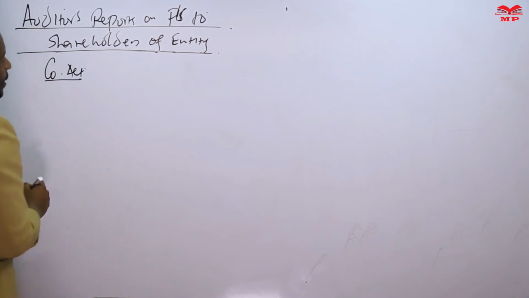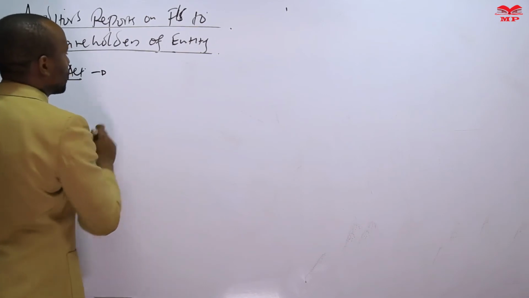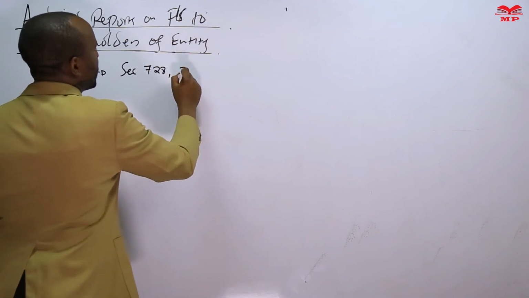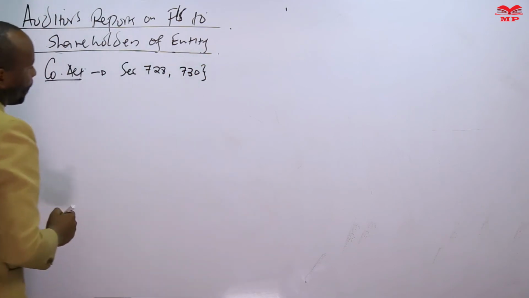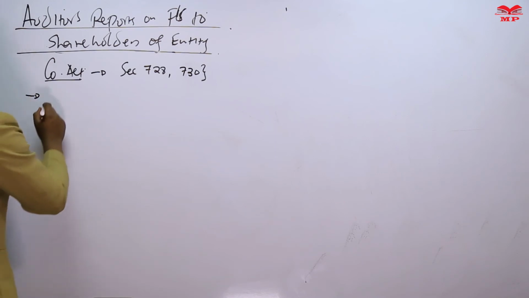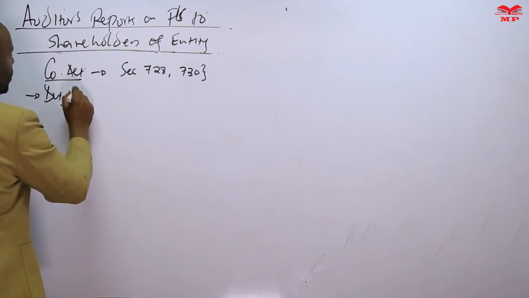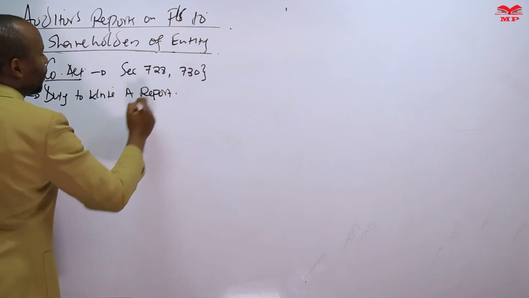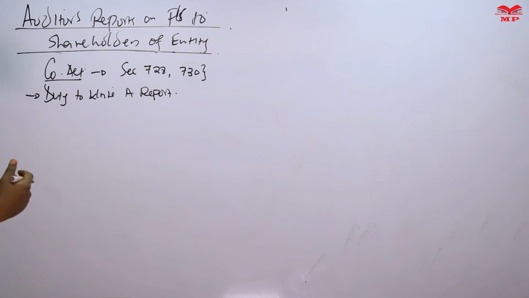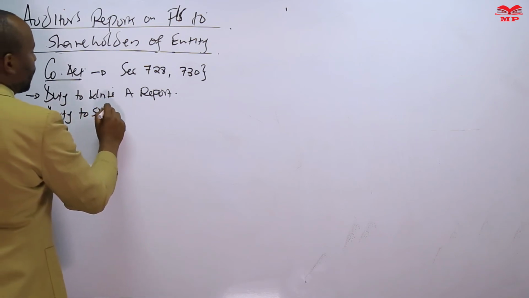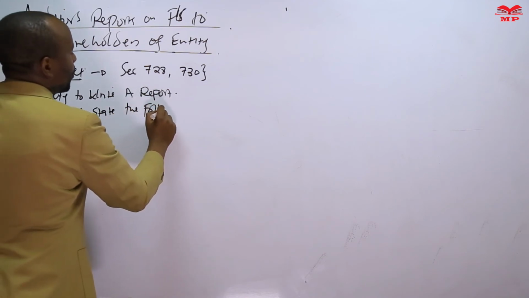If you check the Companies Act, and especially the Kenyan Companies Act, you'll find Section 728 and Section 730. They will give you the duties of an auditor. In those sections, you will find a subsection whereby it states that the auditor's duty is to write a report. Duty to write a report. That is duty number one of an auditor. The duty number one of an auditor, according to the law, is to write a report. Then the duty number two, duty to state the following in the report.